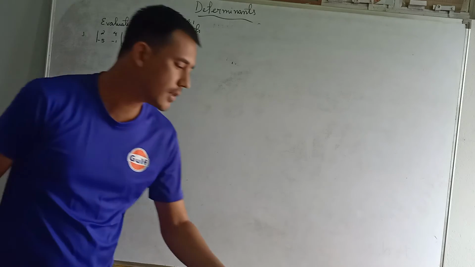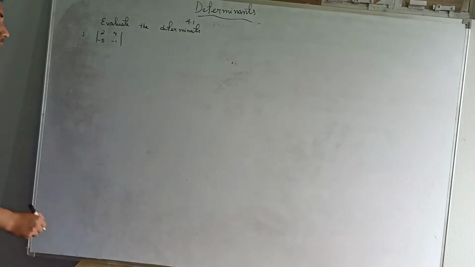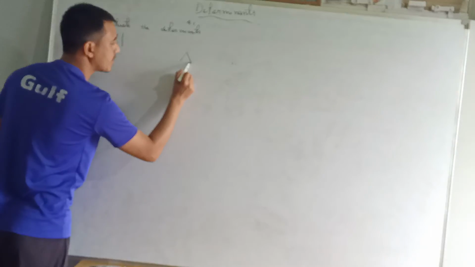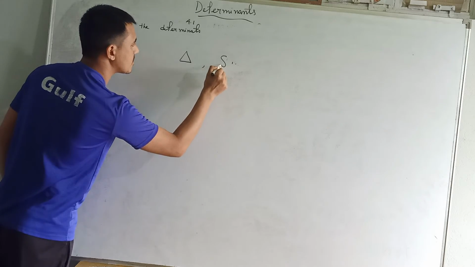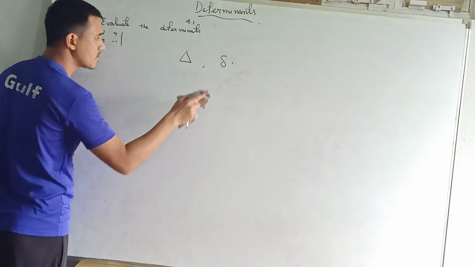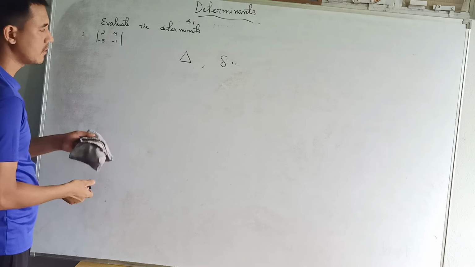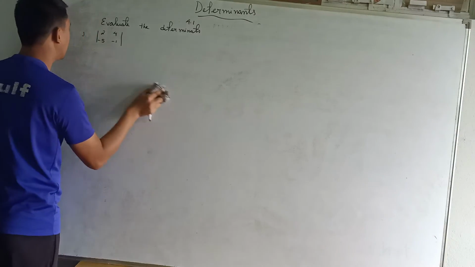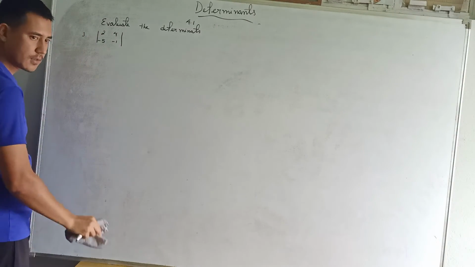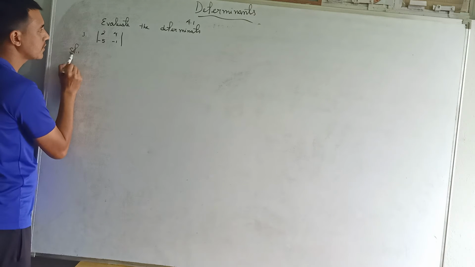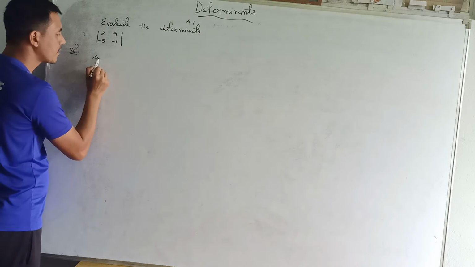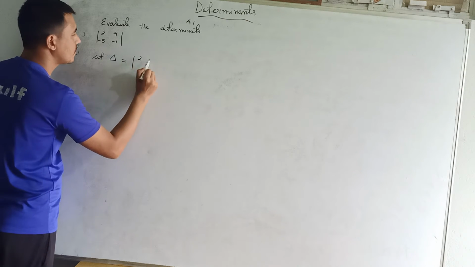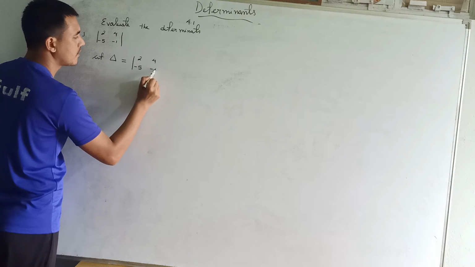Determinant we usually denote by capital letter delta. This is your capital letter delta. This is your small letter delta. Small letter delta we usually denote using differentiation, but capital letter delta we use for denoting a determinant. So this is your given determinant. So let delta be your given determinant. 2, 4, minus 5, minus 1.